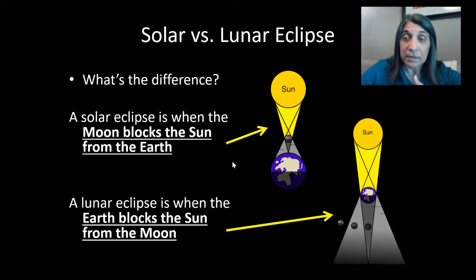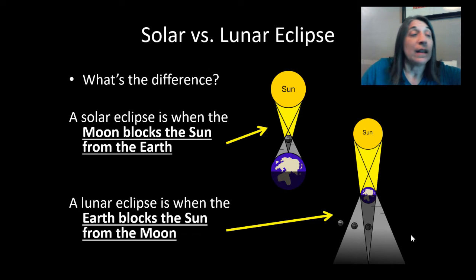Versus a lunar eclipse. And that's when, as you can see over here, it's lined up differently. You've got the Earth coming between the sun and the moon. Lunar is another word for the moon. They have the lunar module going to the moon, is what they call it. So lunar is connected with moon. So if it's a lunar eclipse, the Earth is blocking the sun from getting to the moon. So it's the moon that's being blocked.